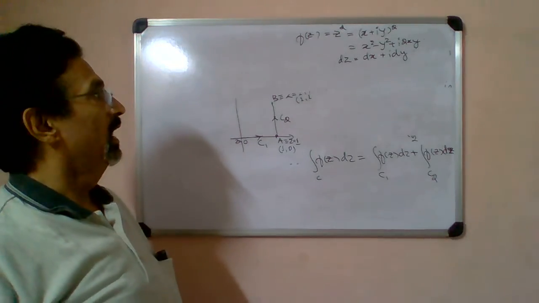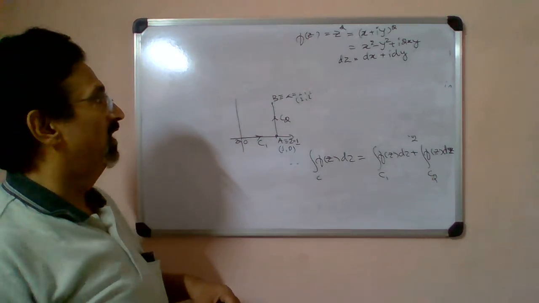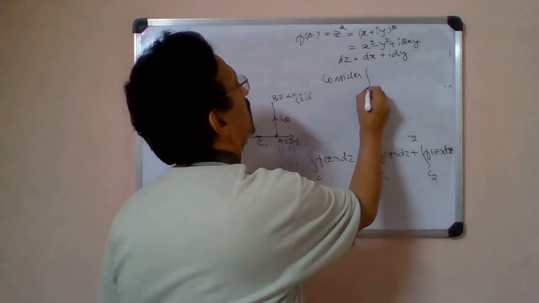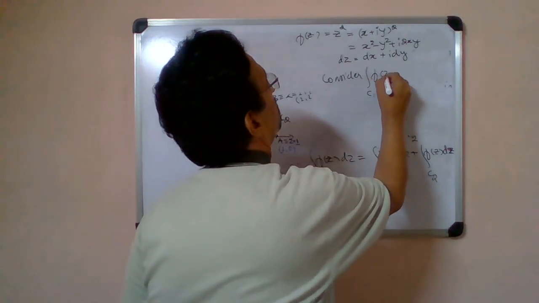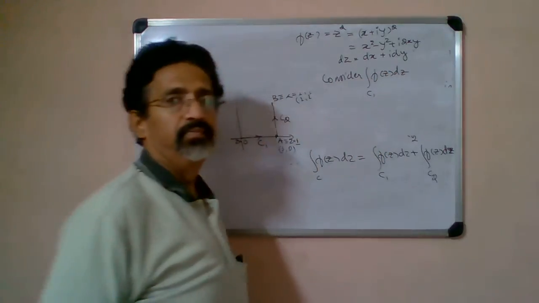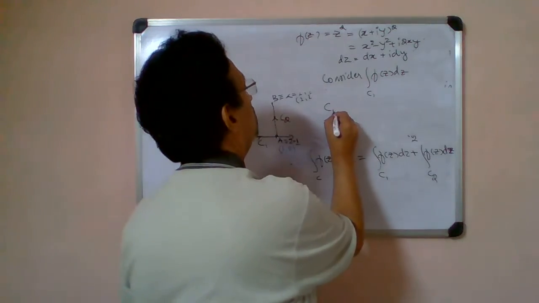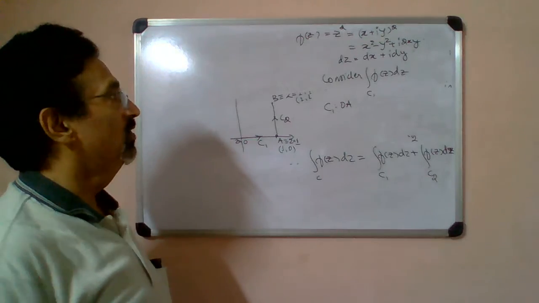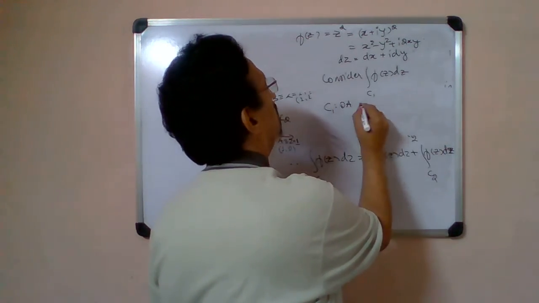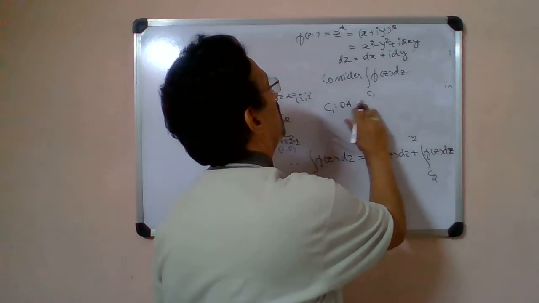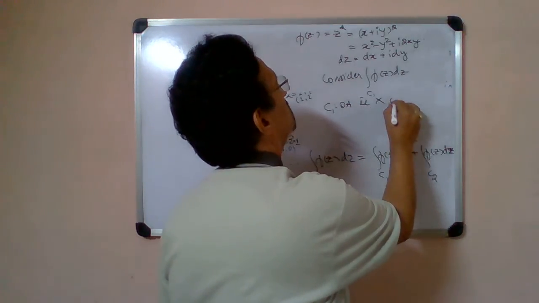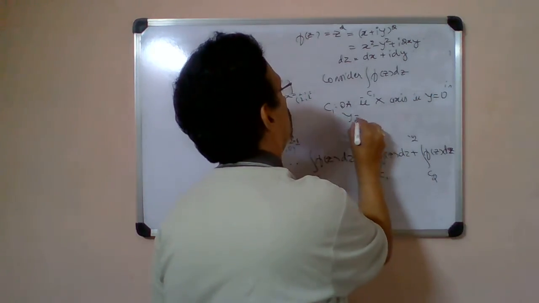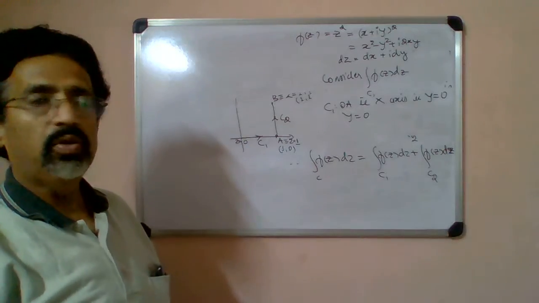Now I have to find out, consider the integral over C1 of f(z) dz. So what is C1? C1 is OA. What is OA? It is the x-axis, that is y is equal to 0.